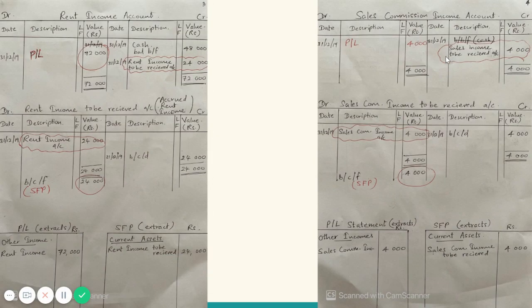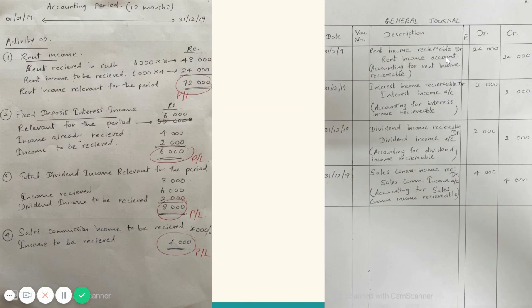So why are we debiting the rent income receivable? Because it's a current asset. Therefore, asset accounts are debit balances, so we are debiting it. That is the new type of account we are going to open under this adjustment, rent income receivable, and the relevant income account will be credited 24,000 because incomes are credit balances.